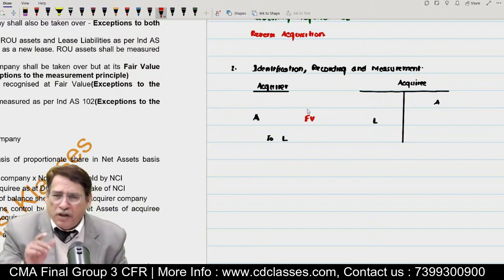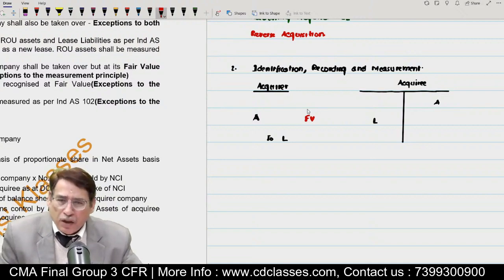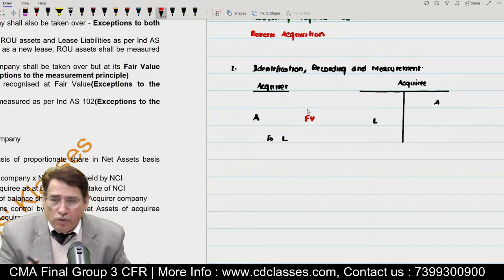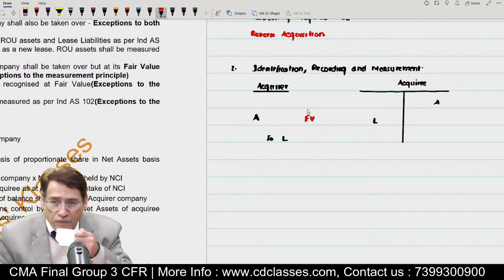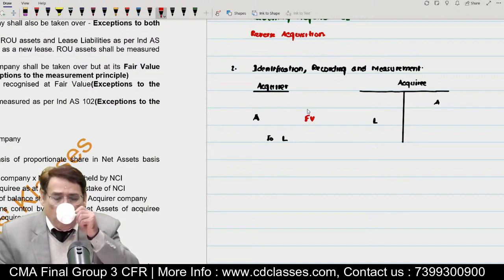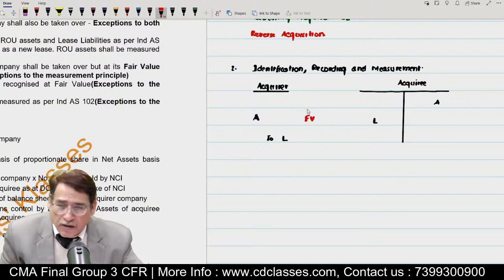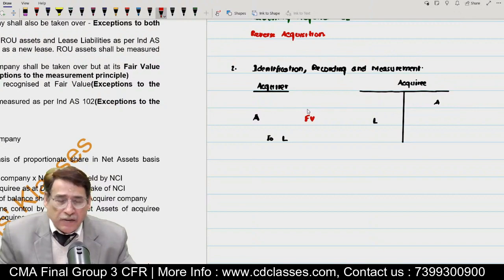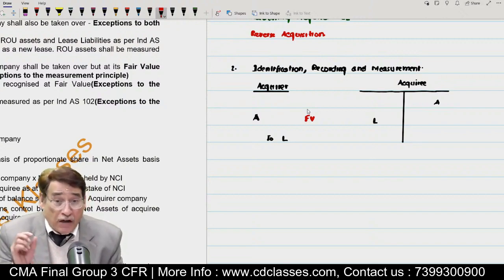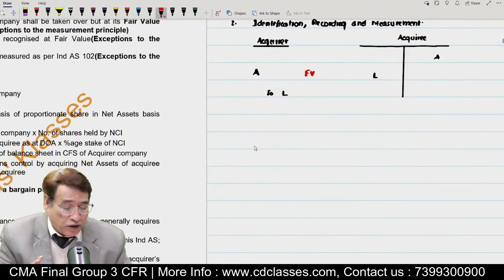Is this particular point clear to everyone? Let me know. Is this point clear? Because it is very important to know from the student fraternity whether you are getting and comprehending the things or not. Is this point clear to everyone when I said that at whatever value it might be appearing in the books of the acquiree company, you have to record them at fair value? This is the general principle. Is it clear to you? This is the general principle.